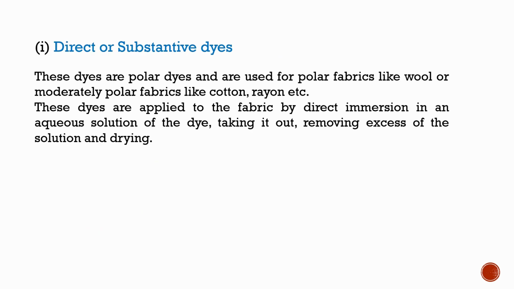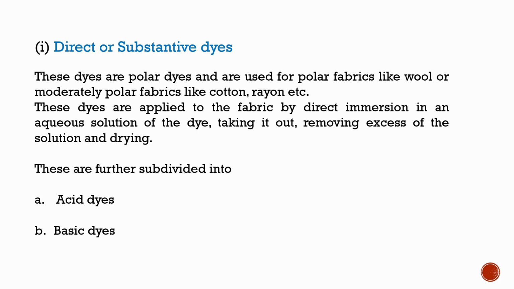The first one is direct or substantive dyes. These dyes are polar dyes and are used for polar fabrics like wool or moderately polar fabrics like cotton, rayon, etc. These dyes are applied to the fabric by direct immersion in an aqueous solution of the dye, then taking it out and then removing the excess of solution and drying. So it is the simplest process. These are further subdivided into acid dyes and basic dyes.